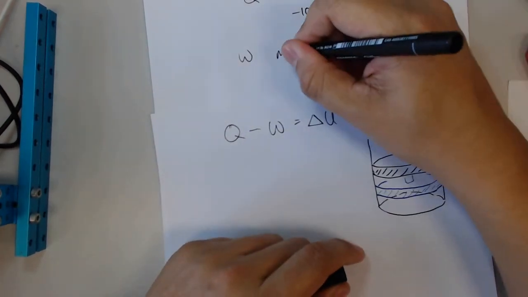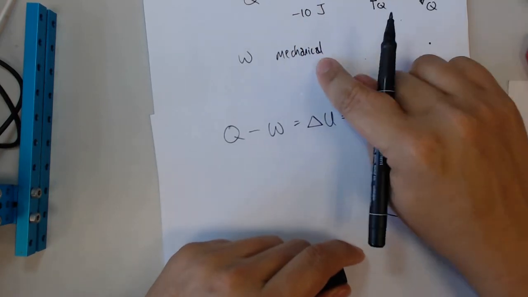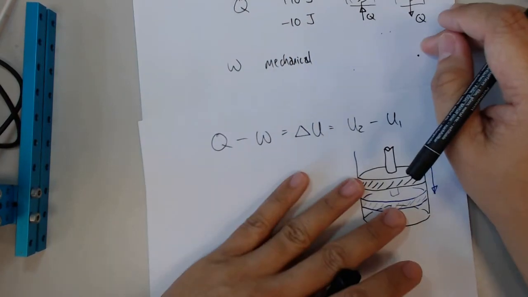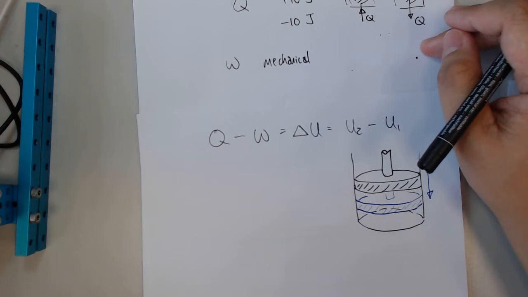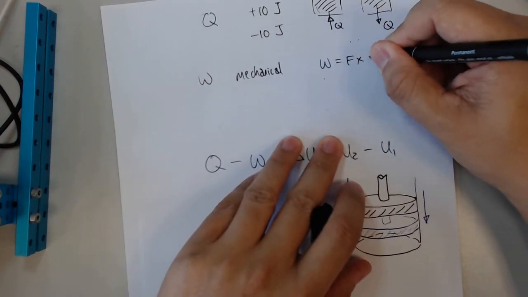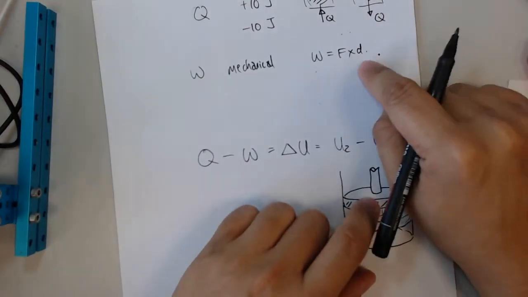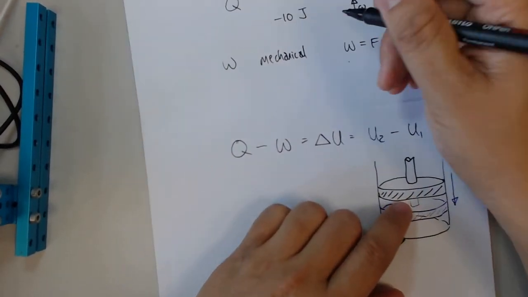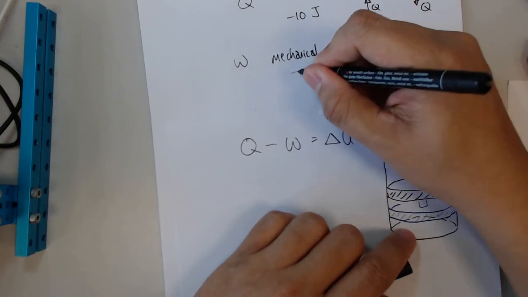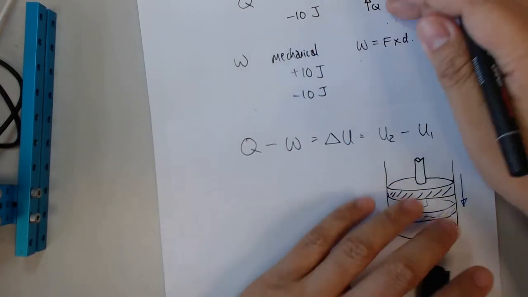Okay, W is work done. Okay, and this is mainly contributed by the mechanical movement. So I believe in some of your earlier studies, you know work is force times distance. Okay, and this is exactly a mechanical pushing for a force. Okay, there is also a sign difference. So let's say if this is plus 10 joules and minus 10 joules.